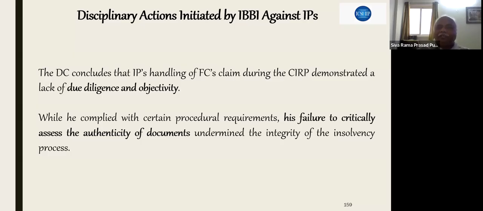To avoid that, the disciplinary actions that are uploaded on the IBBI website every month, download them and go through them. It is hardly 2 or 3 pages, not 20 or 30 pages. And then it gives some good results in the day-to-day of your profession, or while handling the proceedings of CIRP or liquidation.